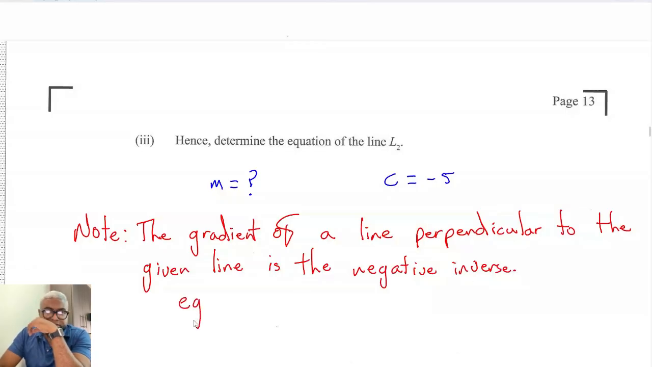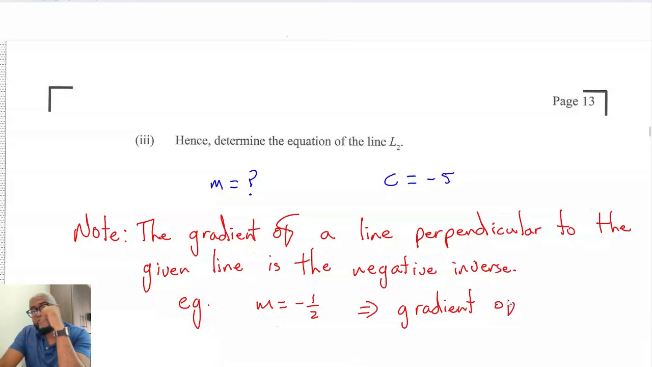Okay, so example, right? If the gradient is -1/2, this is the gradient of the original line. Okay, gradient of perpendicular.